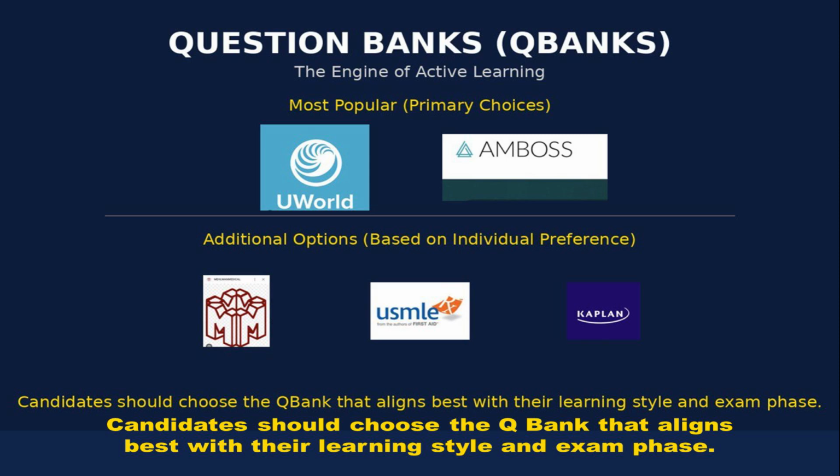Key rule: don't jump between Qbanks. Choose one primary Qbank. Finish it thoroughly. Review deeply. Don't chase percentages. Chase understanding. Right answer and why. Wrong answers and why. Then add key points into first aid. Depth creates confidence. Repetition creates mastery.